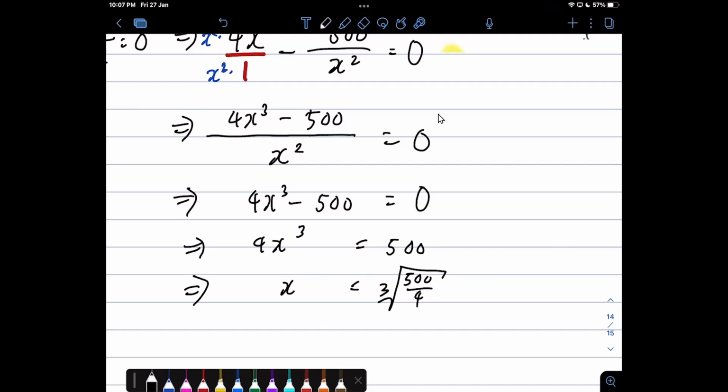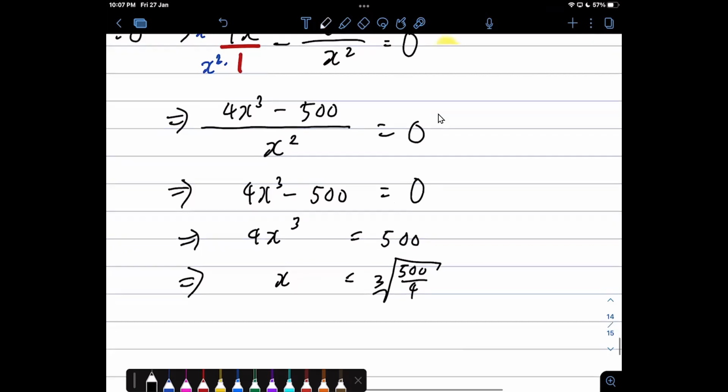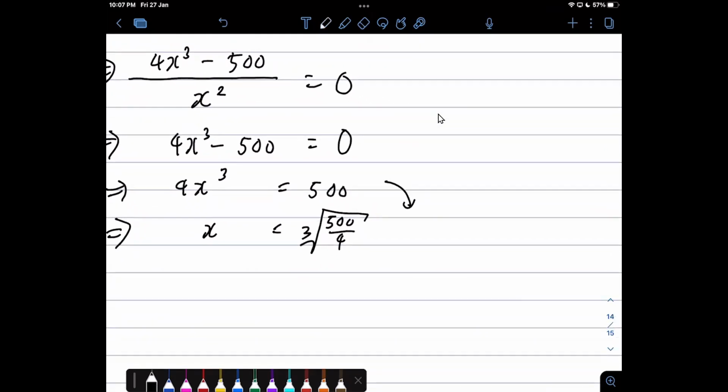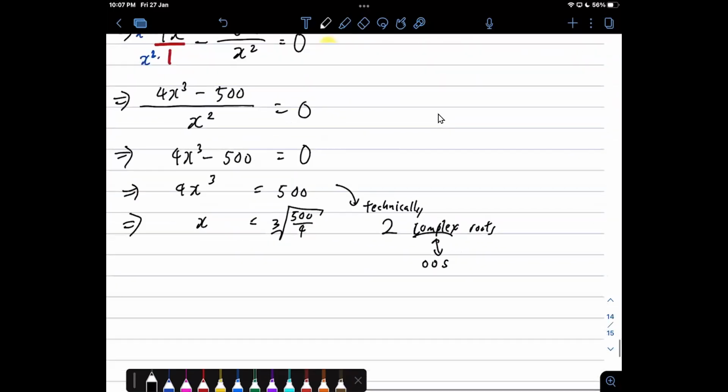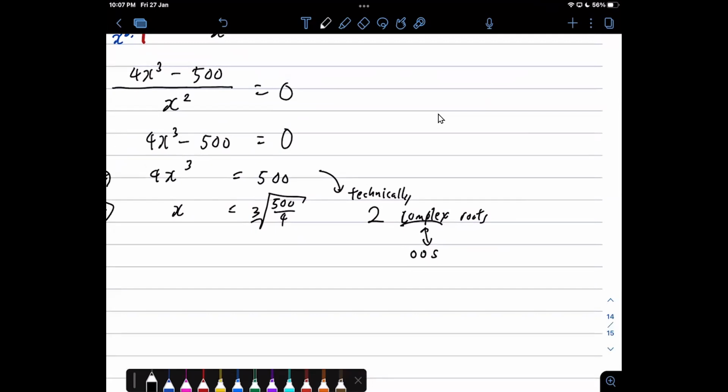On a side note, technically there are two complex roots, but this is out of syllabus. How you would find those roots is actually to use the special identity. If you remember, what's this guy?